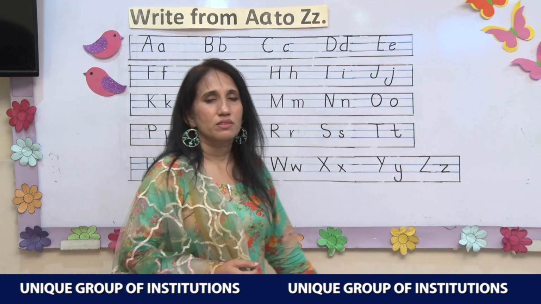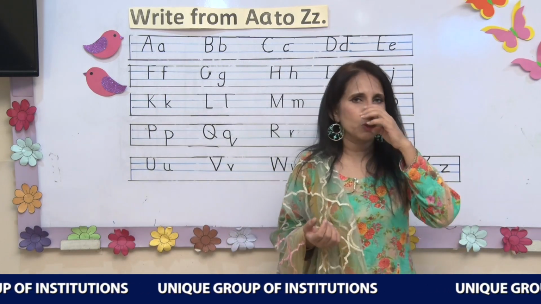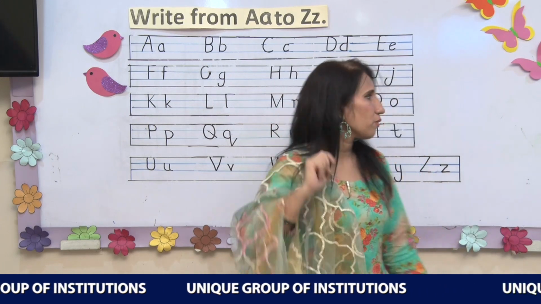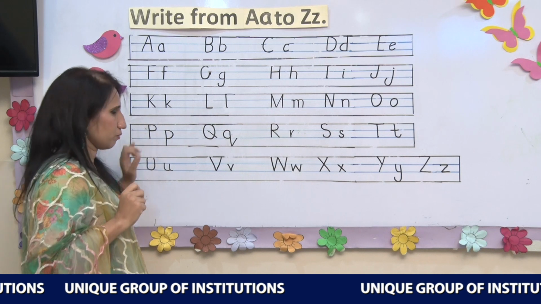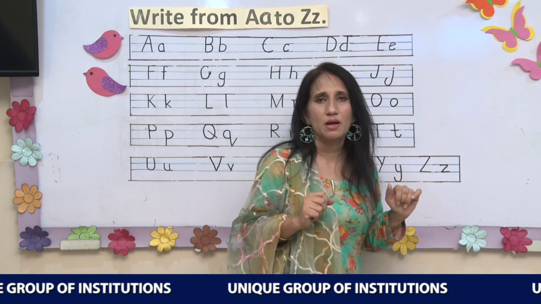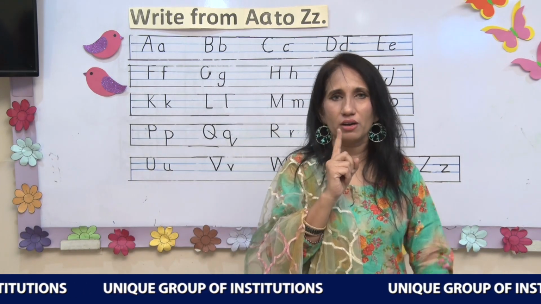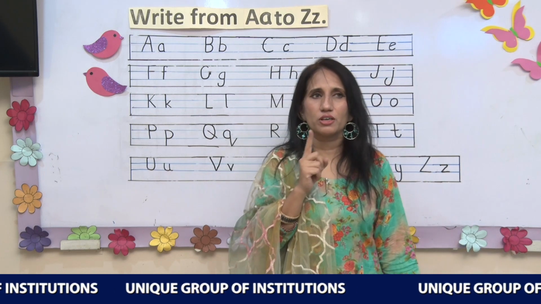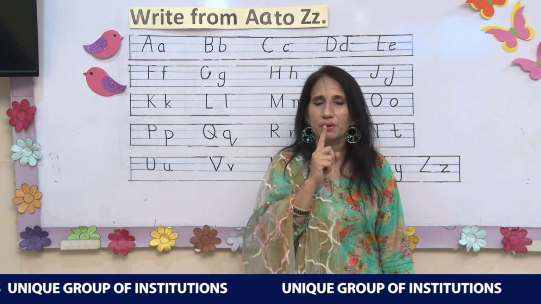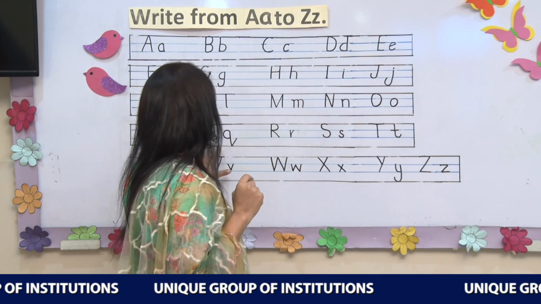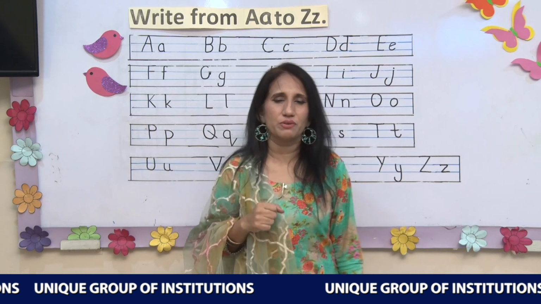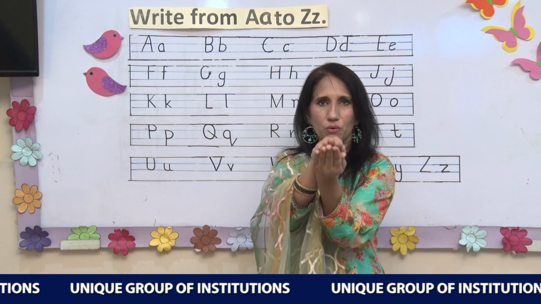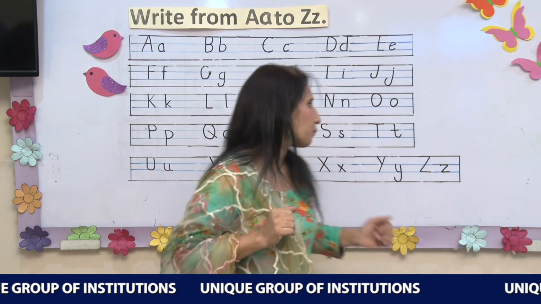Letter O. The sound of letter O is O, like I am switching on and off the bulb. Then letter P. The sound of letter P is P, P, P. Put your finger near your lips and just say P, very slightly. Then letter Q. The sound of letter Q is Q. Make your hands like this and just say Q, Q, Q.